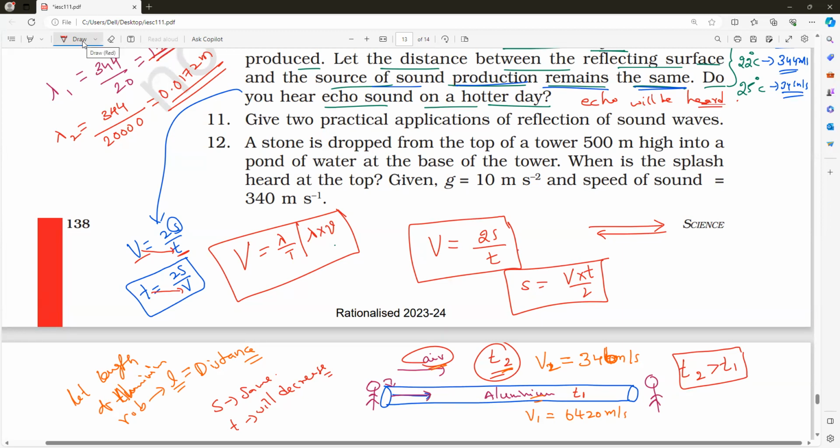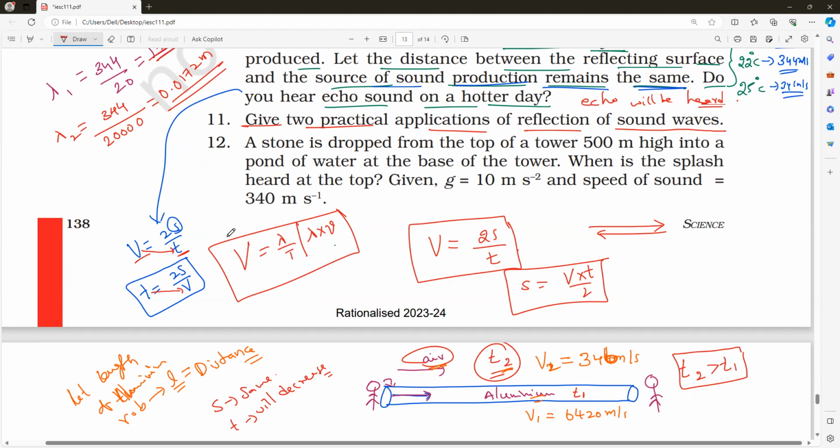Next, give two practical applications of reflection of sound waves. Only two. How many practical applications are there? You all know, am I right, everybody? We have many applications, so any two they are asking. You can write whatever you know: stethoscope, horn, loudspeakers. These are all examples of what? Reflection only. Is it right or wrong? Everybody? Yes. So please write it.